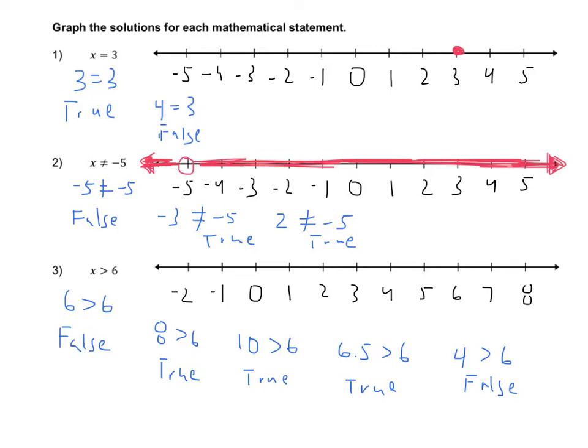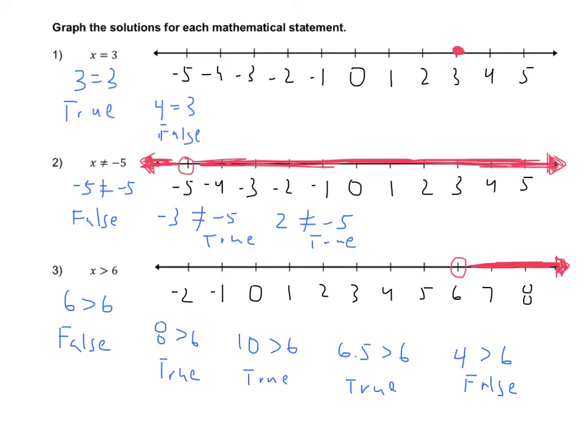All right, well, first of all, 6 is not a solution, right? So I'm going to use an open circle here at 6 to say that 6 is not a solution. And what we want to shade in is all the numbers that are greater than 6, right? That would be things like 7, 8, 9, 10, or 6.5, all these numbers over here.